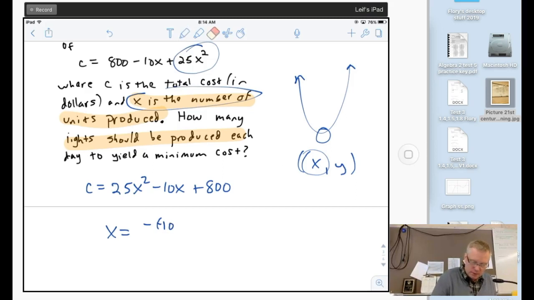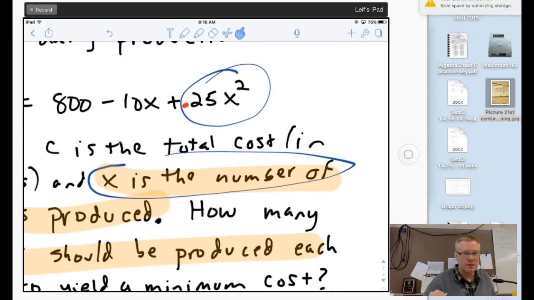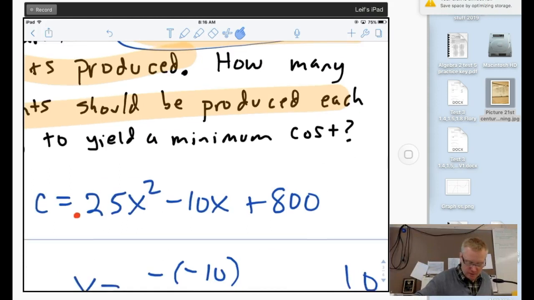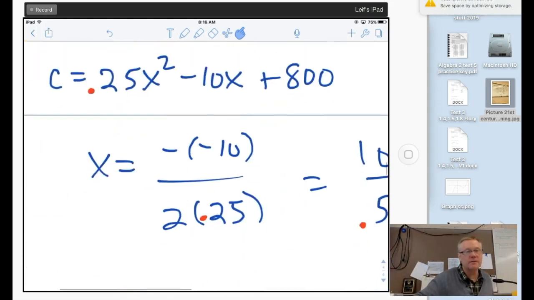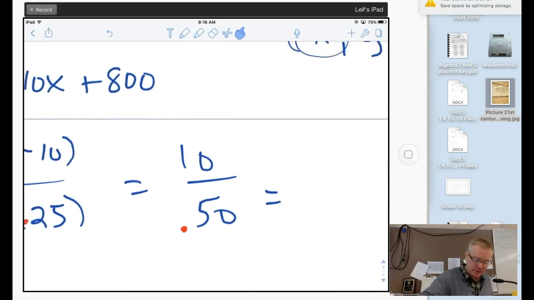So I got a double negative, that'll become positive, over 2 times a. So that's 10 over 50, which gives me 1/5, which is, so sorry, I had a huge typo. Instead of being 25, it should have been 0.25. So we're going to change our notes there, come back down here, make that 0.25, and then this 0.25, and then I get 10 over 0.5, and when I divide that out, I get 20.